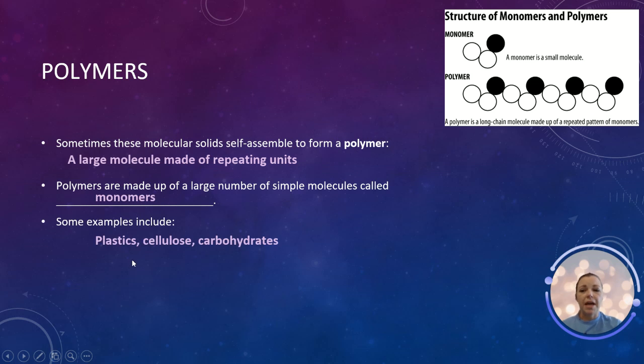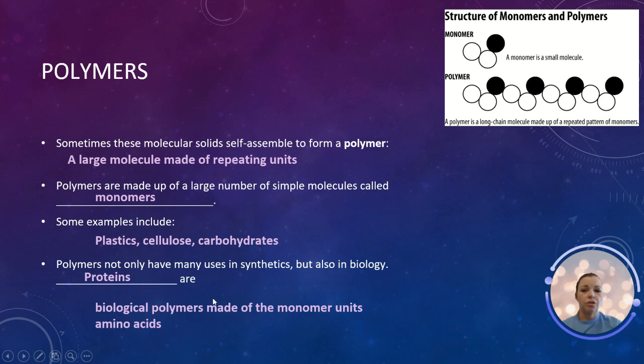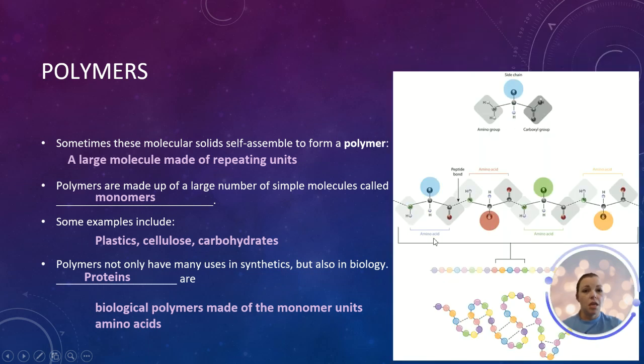So some examples include plastics, cellulose, and carbohydrates. There are many others. That's just a few examples that you are probably familiar with. Polymers not only have many uses in synthetics like plastics and fabrics, but also in biology. So proteins are biological polymers made up of the monomer units, amino acids. So that looks like this, right? So here's an amino acid, and then they can self-assemble into proteins like that. So that's a biological example of a polymer. We also see polymers with DNA. DNA is made up of the monomers that are nucleic acids.